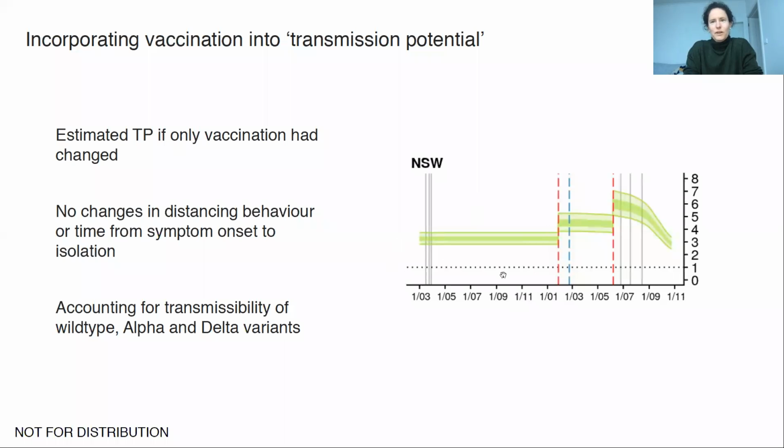This first segment is wild type. Then the red dashed line is showing an increase in transmission potential due to Alpha variant, and then the second red line is showing an increase in transmission potential due to Delta. The vaccine rollout start date is shown in the blue line, so we can see that it starts to creep down, and then we said that Delta is now the dominant risk, and it kind of went backwards, but then we've had a significant decrease in transmission potential due to vaccination over the past couple of months.